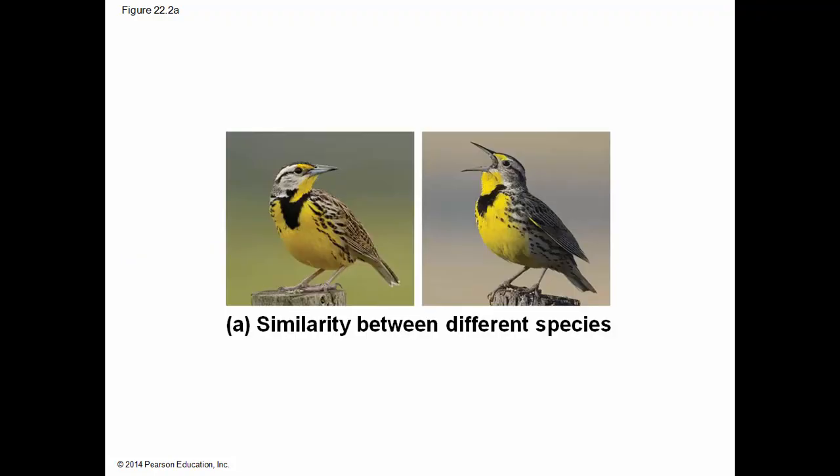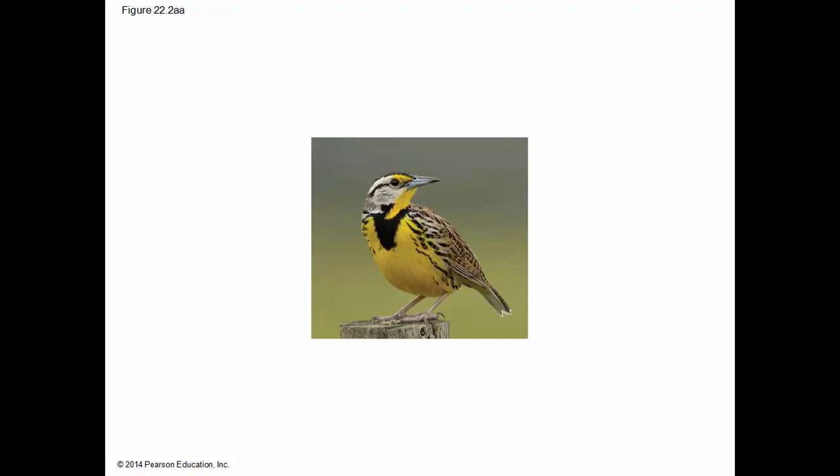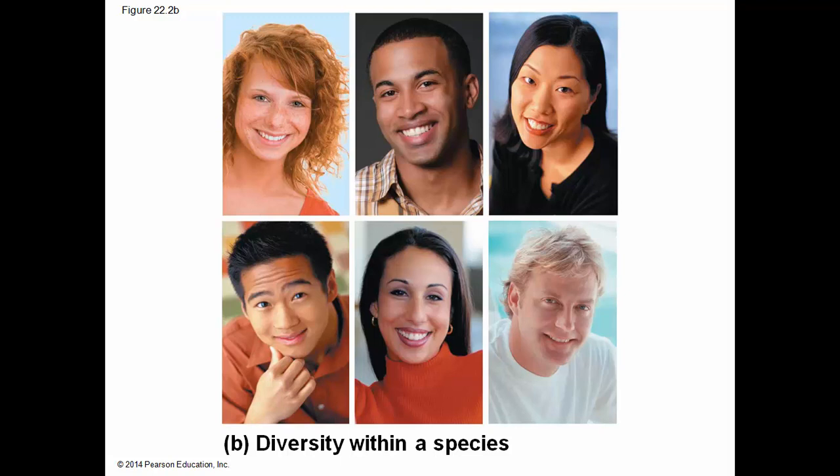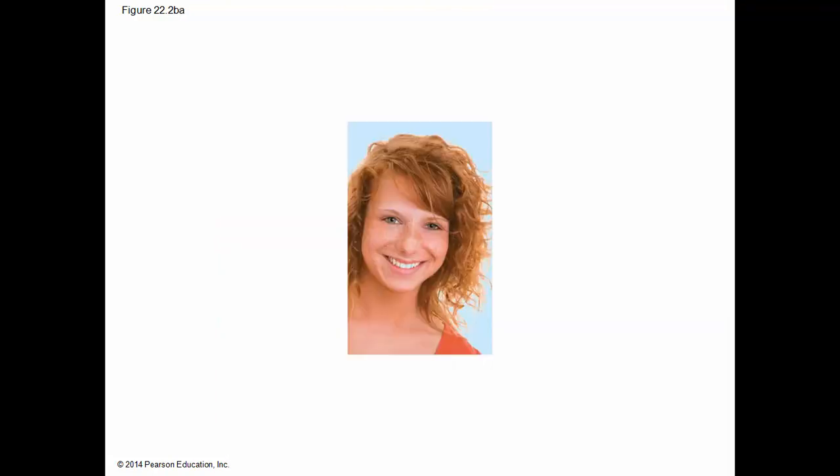Okay, here's the eastern-western meadowlark. Remember what I said about the glaciation event causing the distinct speciation. Eastern meadowlark, western meadowlark. And here are the many different types of human beings than just what's illustrated here. I think we're all aware there are hundreds of ethnicities, all emanating from various countries and populations around the world.